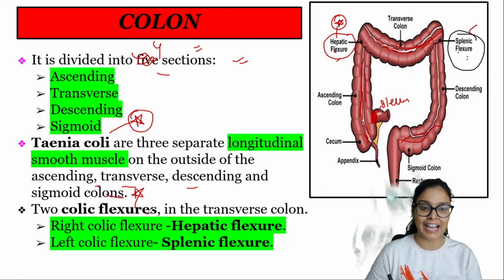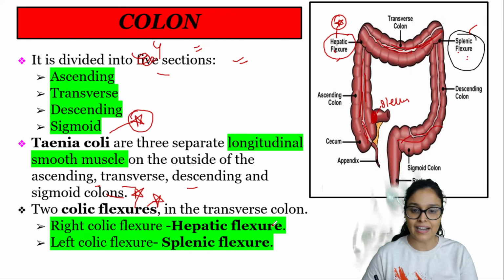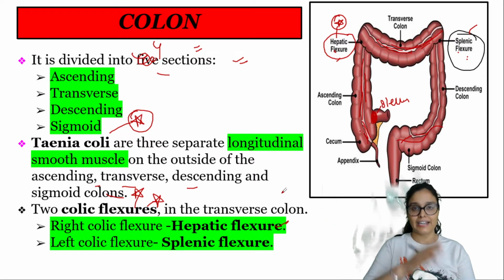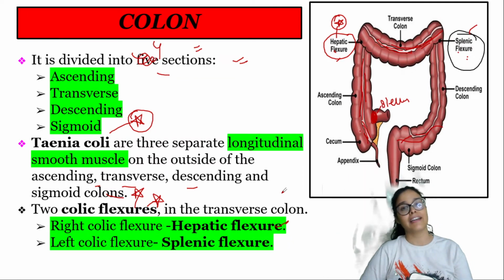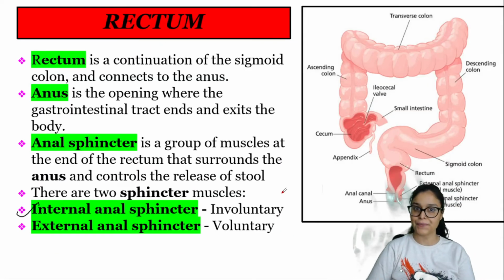And yes, I have told you there are 2 flexures. One is the hepatic flexure because it is turning at the liver side, at the point of the liver, and the splenic flexure, where it is turning down at the level of the spleen. So that's why we are having 2 flexures here.